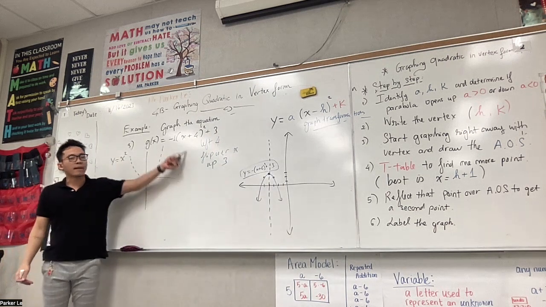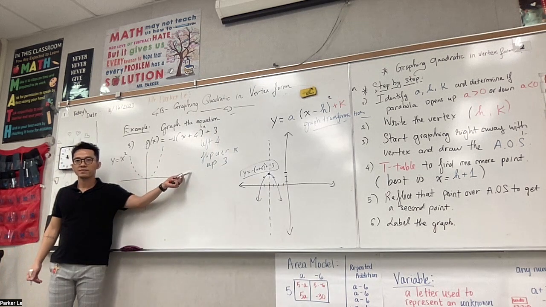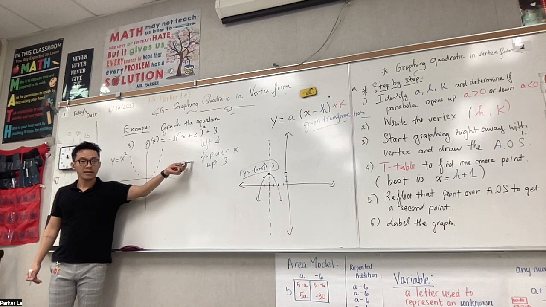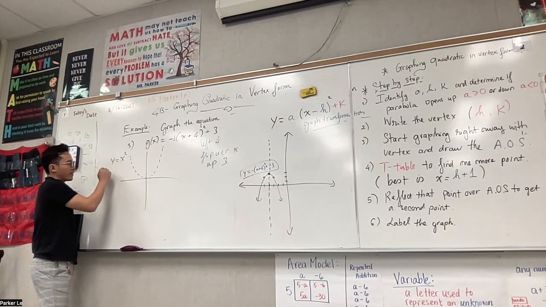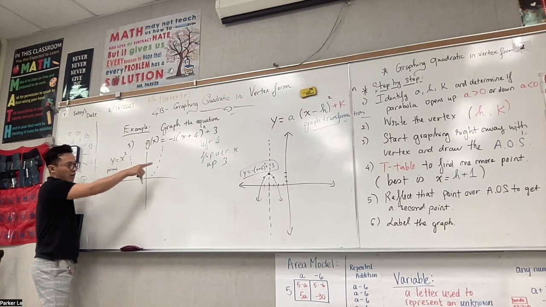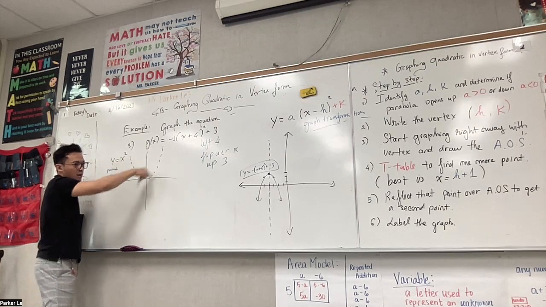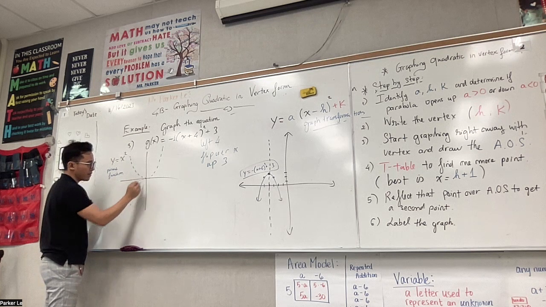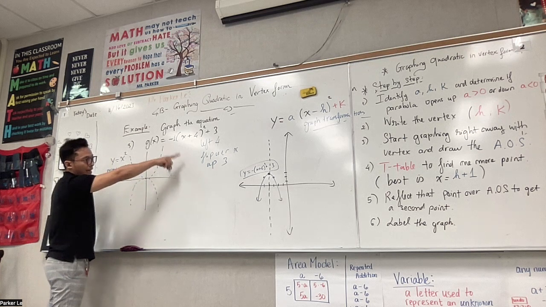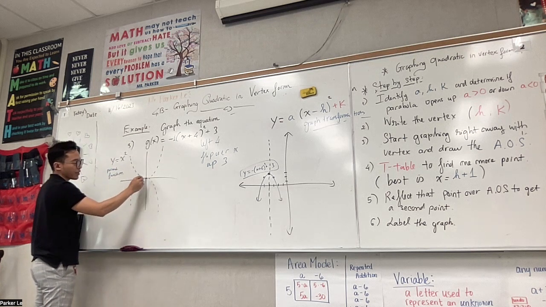Does it matter which one I do first? Yes, I need to do the flip first. This is the parent function. They call it the parent function because you start doing the transformation on it. All right, I'm going to flip first. After I flip, it's going to be like this, right? Now left 4, up 3.